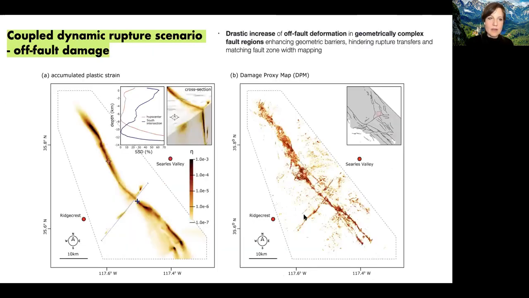We can compare off-fault damage in terms of the accumulated plastic strain and the shallow slip deficit, which we model in 3D in these models, to a damage proxy map, and we find a drastic increase of off-fault deformation in geometric complex fault regions, which is additionally enhancing geometric barriers and hindering rupture propagation across these geometric complexities. And it's matching nicely with fault zone width mapping.